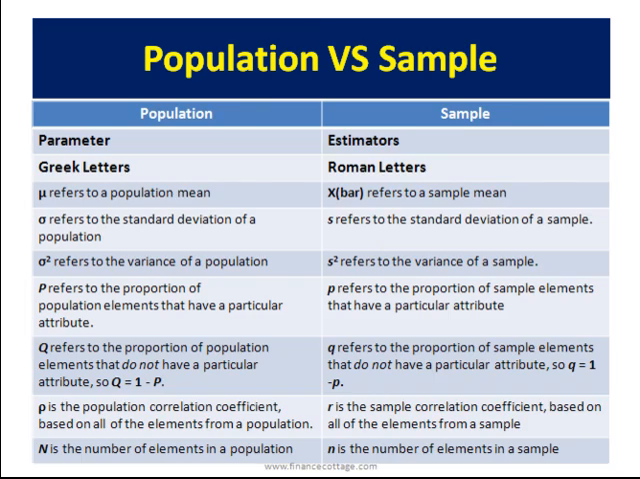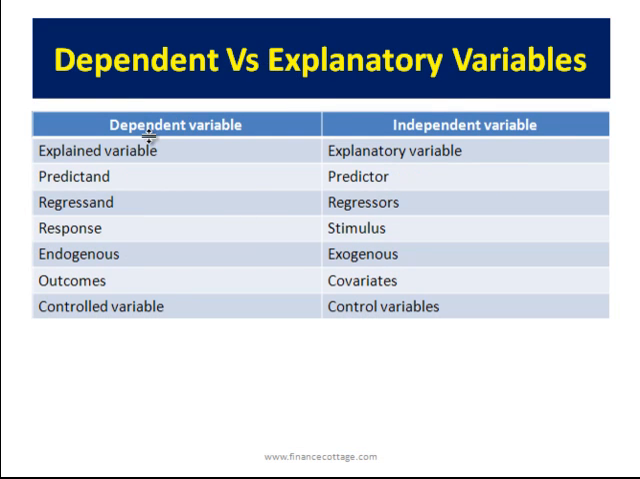And there is again some terminology used for dependent and independent variables. The dependent variable can be called the explained variable, predictand, regressand, response, endogenous variable, or outcome. On the other side, independent variables can be called explanatory variables, predictors, regressors, stimulus, exogenous variables, covariates, and control variables. So there are different terminologies used for dependent and independent variables.